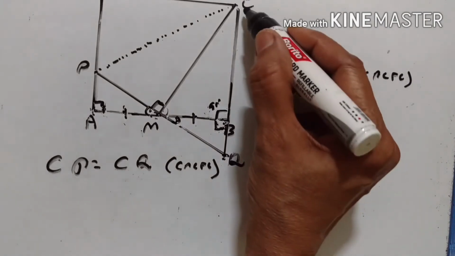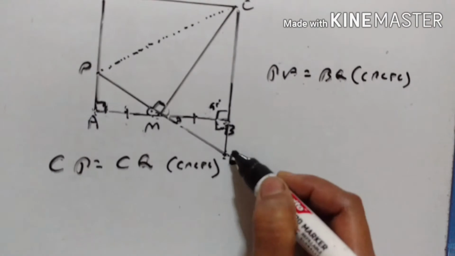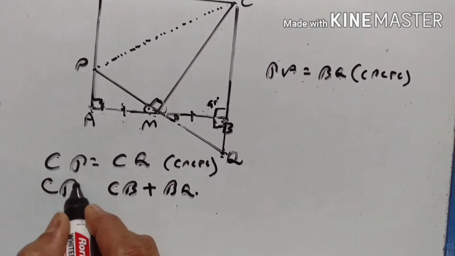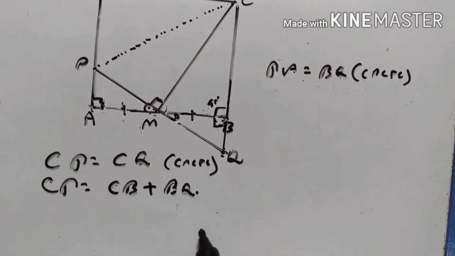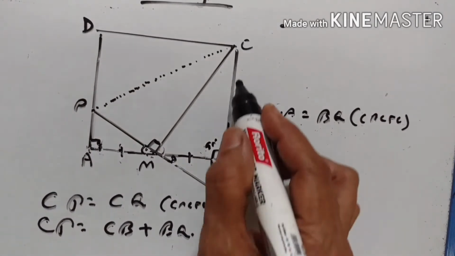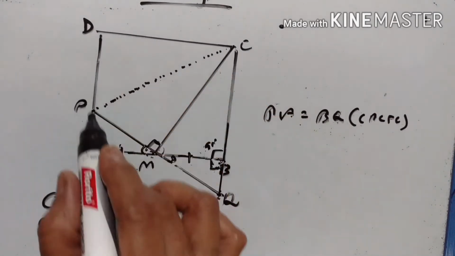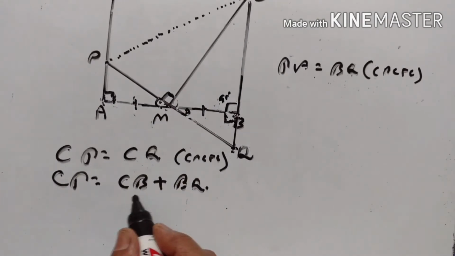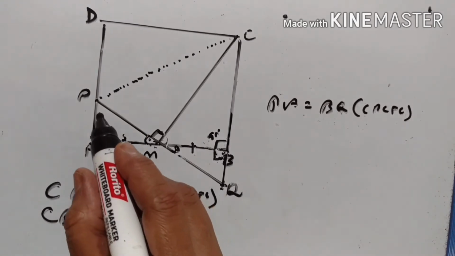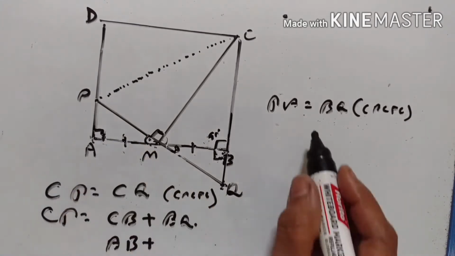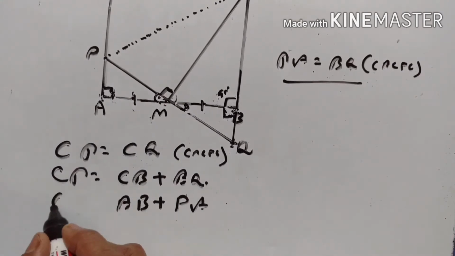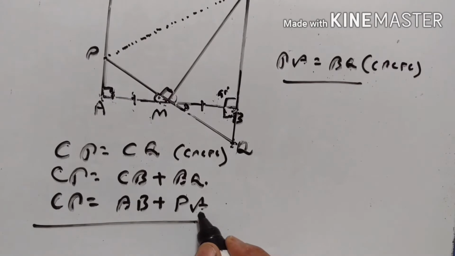But CQ is equal to what? CQ is equal to CB plus BQ. Therefore, CP is equal to CB plus BQ. CB is equal to AB because all the sides of a square are equal. So, in the place of CB, I will write AB. BQ is equal to PA. It is proved. So, BQ is equal to PA. Therefore, CP is equal to AB plus PA.